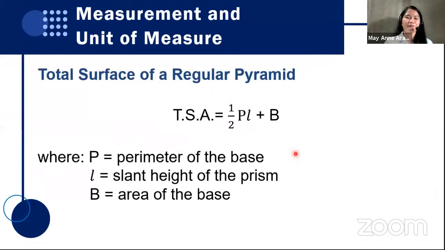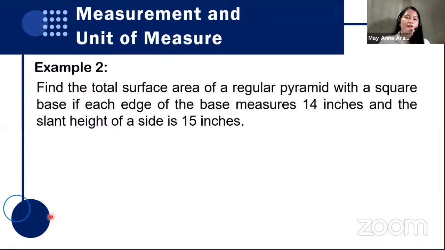But if the given pyramid is a regular pyramid, like if the base is a square, you can use this formula: 1/2 times the perimeter of the base times the slant height, plus the area of the base. Okay, have here an example. Find the total surface area of a regular pyramid with a square base if each edge of the base measures 14 inches and the slant height of a side is 15 inches.